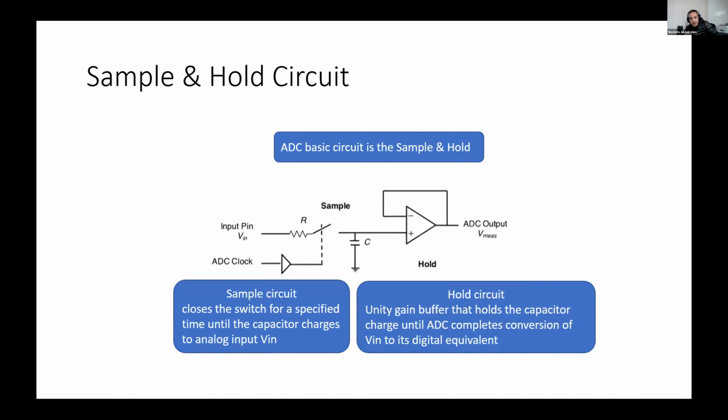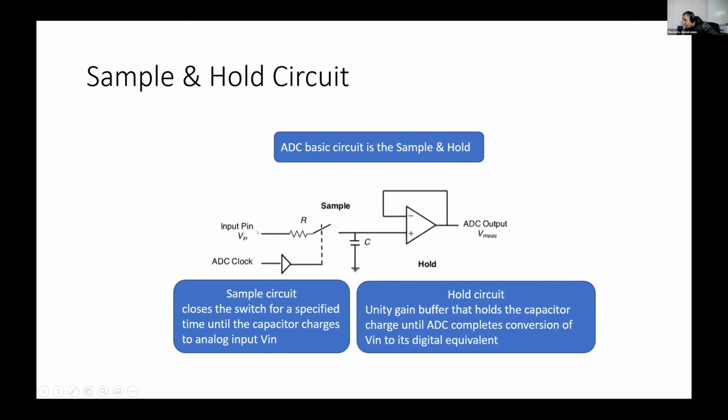Inside this ADC, we have a basic circuit. It's called a sample and hold circuit. Sample and hold are actually two circuits. We have the sample here, which is the input part, and we have the hold part, which we can consider as the output part. And by the way, the capacitor is common between both the sampling circuit and the hold circuit.